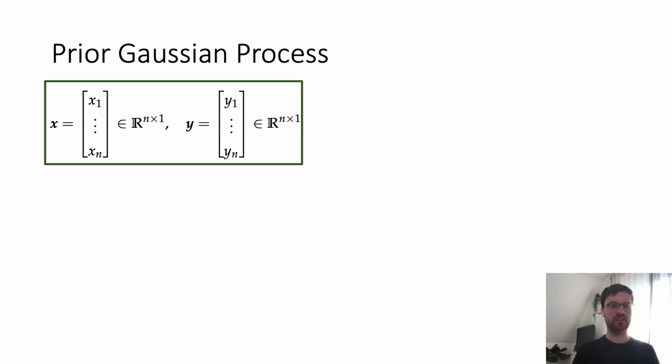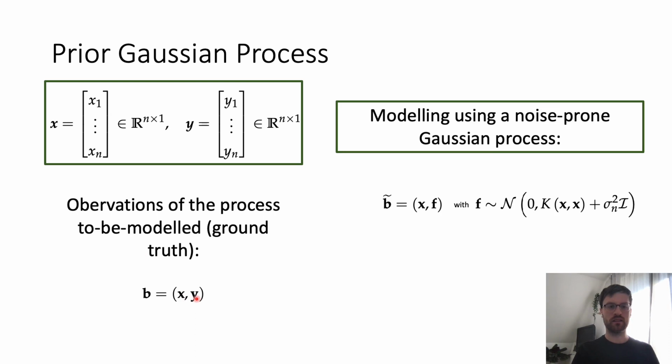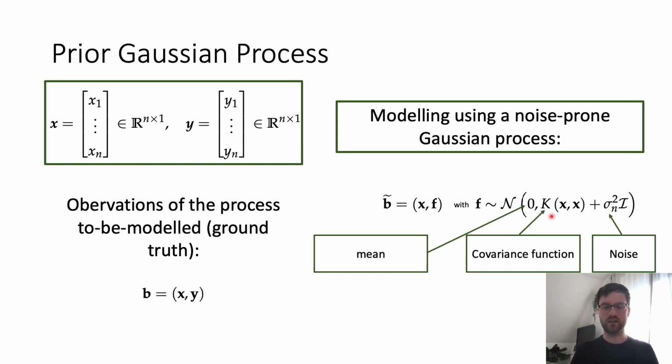Given the x vector and the y vector of the detected contours, the observation of the process to be modeled, in this case the ground truth of the detected contour, is formulated as b, which contains the x and the y values. This process is to be modeled using a noise-prone Gaussian process, which is formulated here, where we have the Gaussian process on the right, and we have the observation of the model, which is called b tilde, which contains x. These x values are identical to these x values, and f are the values of the modeled contour. In the Gaussian process, we have a mean value, a covariance function, and noise.